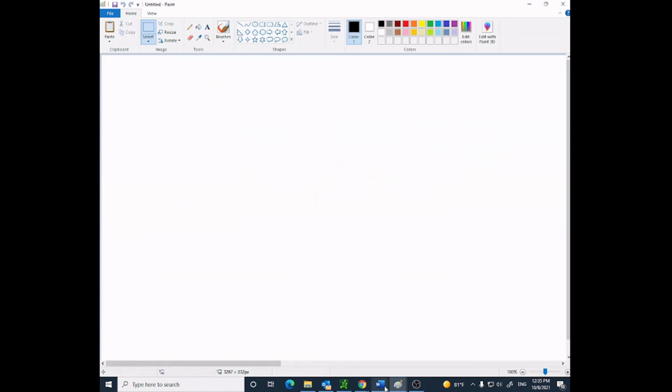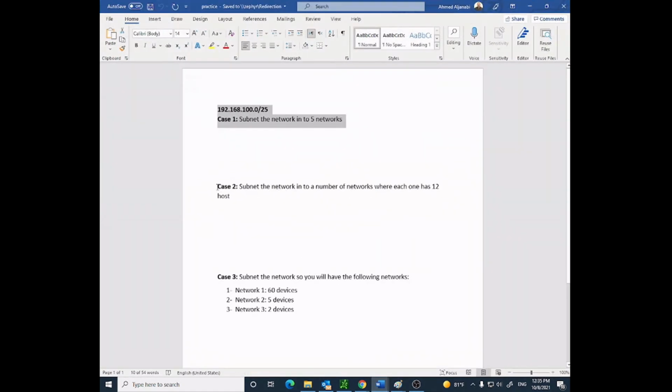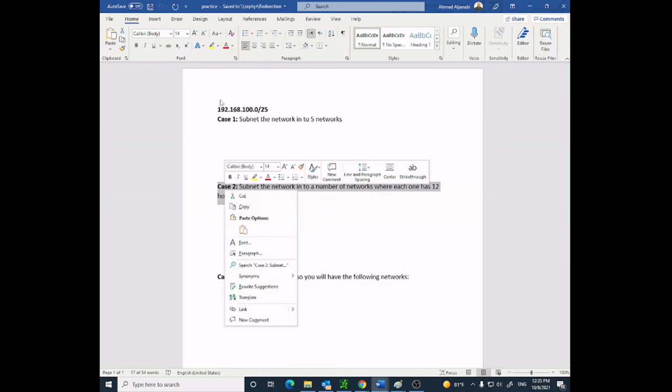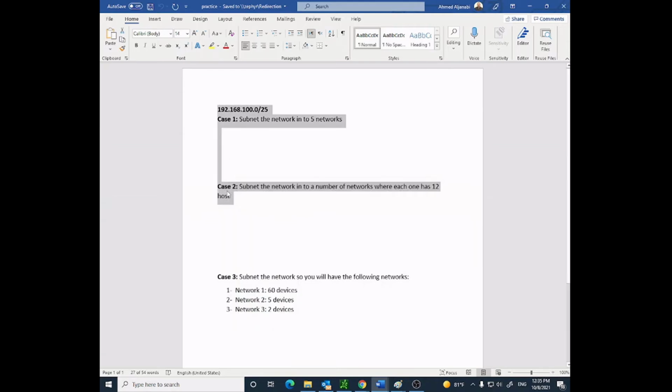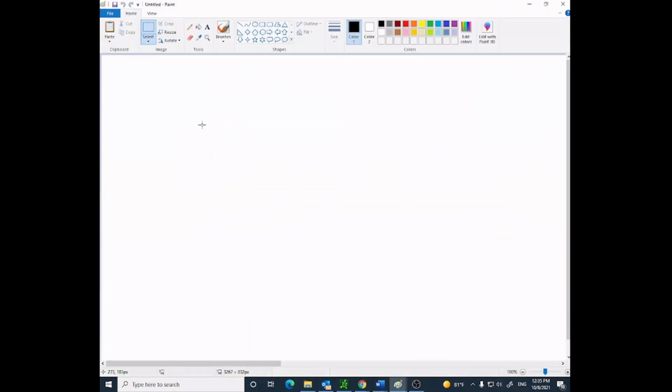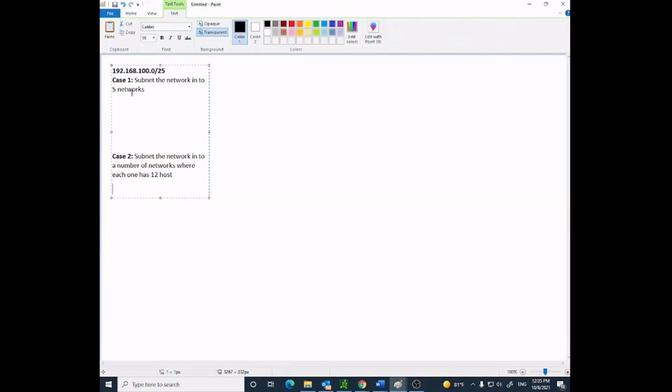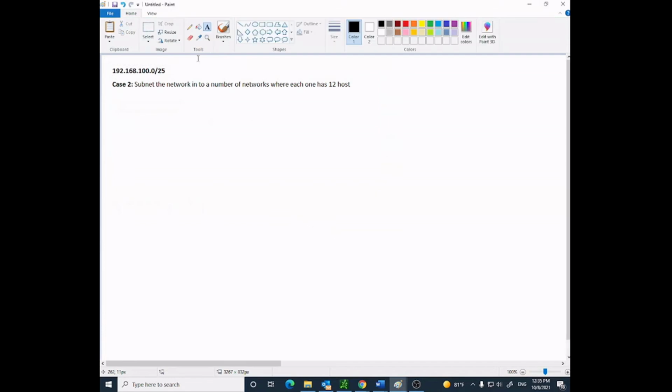And let's see the second case. Now the second case, let me copy it. Well, let me copy the whole thing because I'm going to need the IP address. Let's go ahead and put it here. And I can take all this away. I just want to keep case 2 and the IP address. So we'll go back here. What do we have here? Now, in this case, we're doing the opposite. I'm telling you that I need to have a number of networks, which I don't know how many exactly, but I'm telling you each network should have 12 hosts.